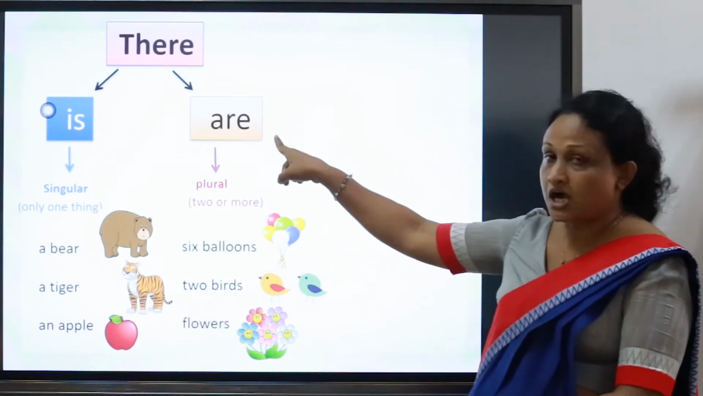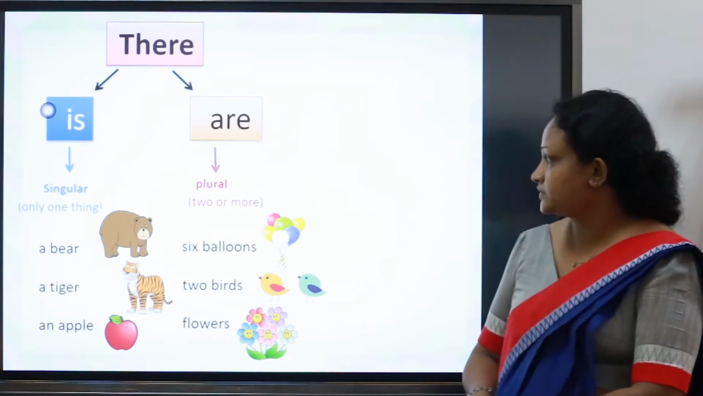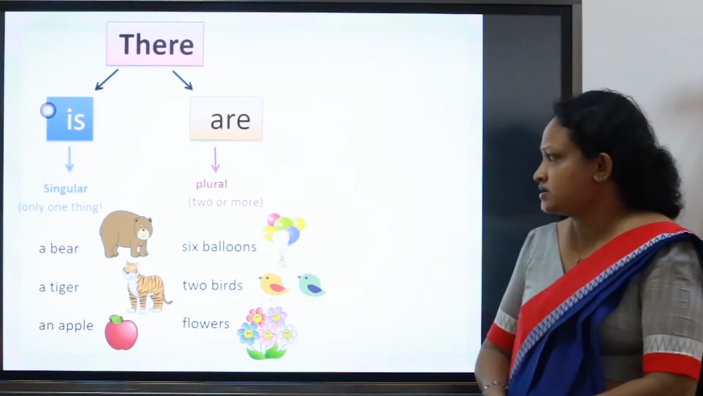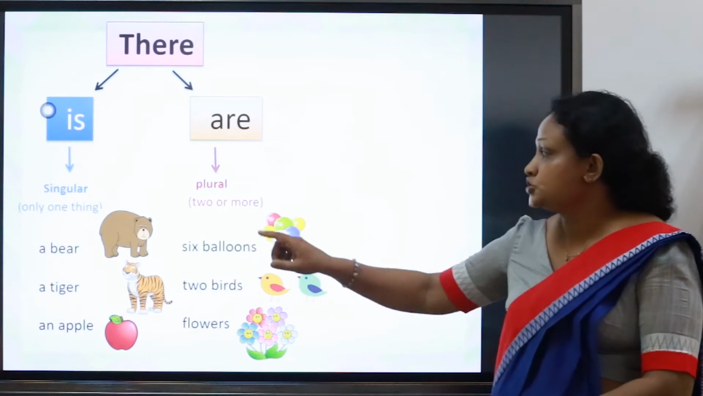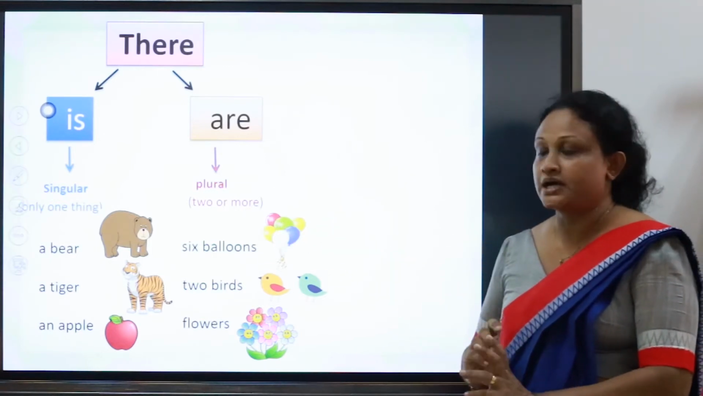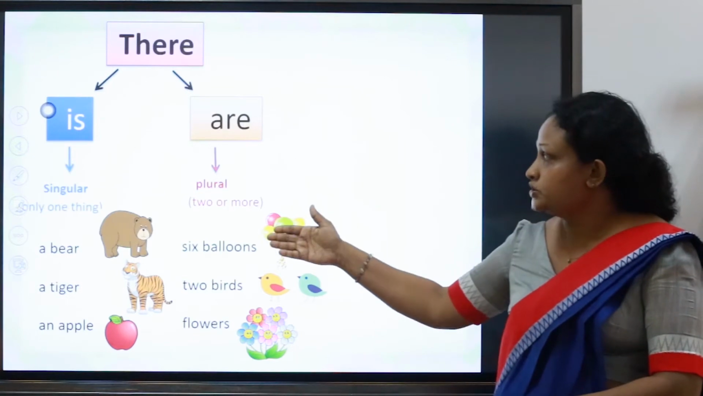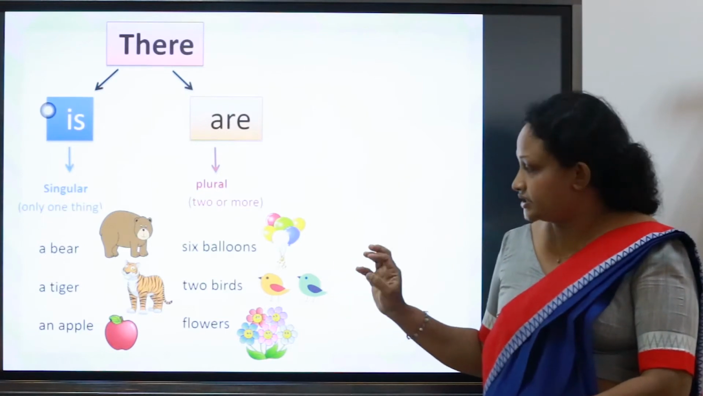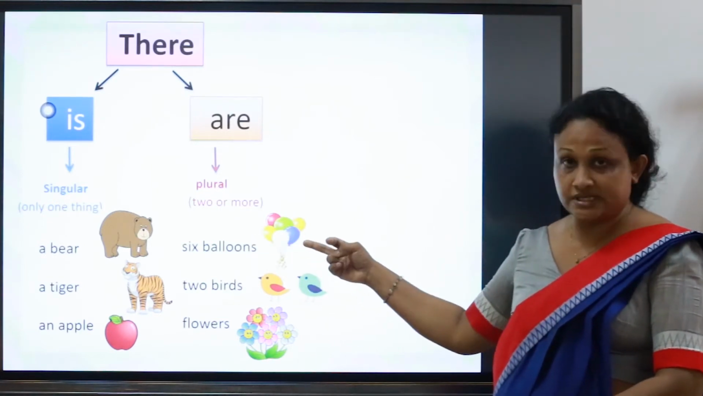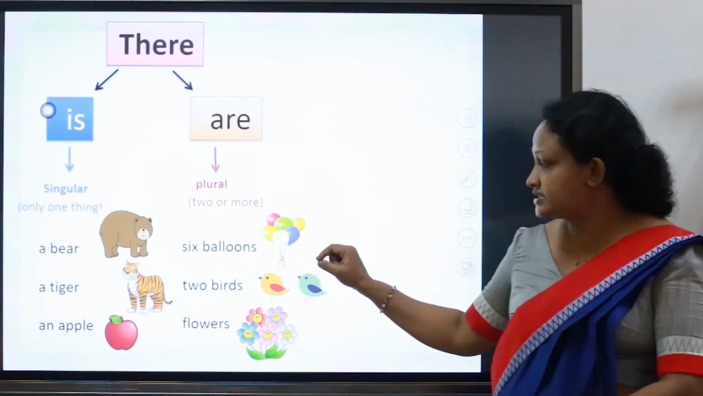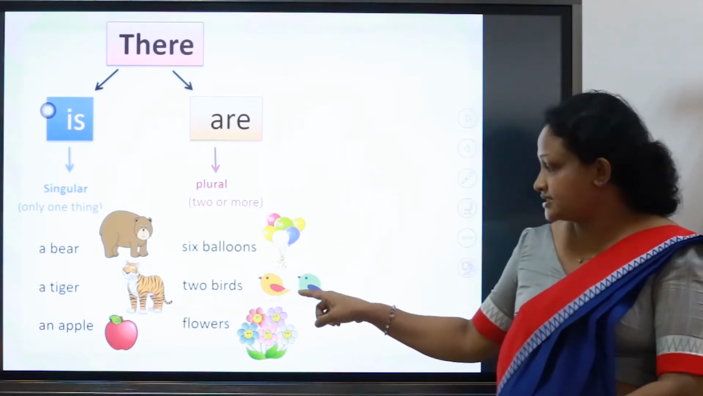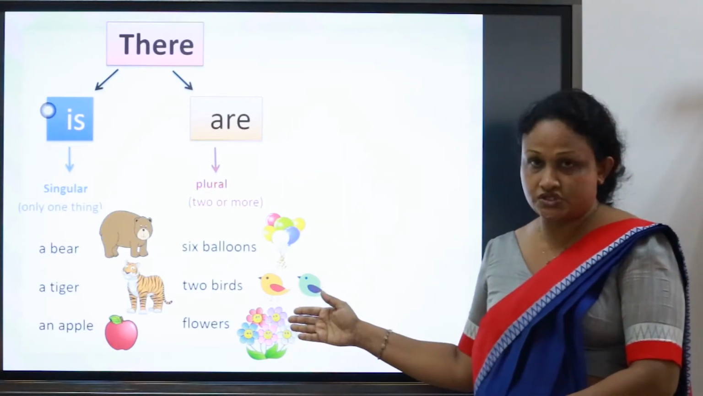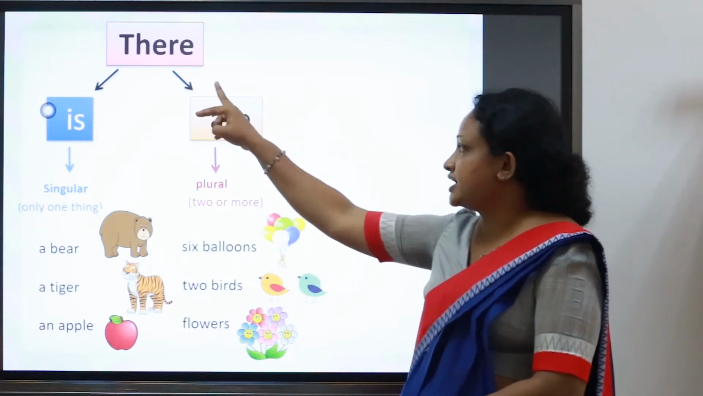Then the are. When do we use are? We are using are to describe the plural things. What are plurals? Plurals means two or more things. If there are many things in the picture, you have to use the structure there are. Here in our picture, I think you can remember there are some balloons. There are 6 balloons. There are very colorful balloons and there are 2 birds and there are flowers also. So to describe these things in the picture, we can use the structure there are.